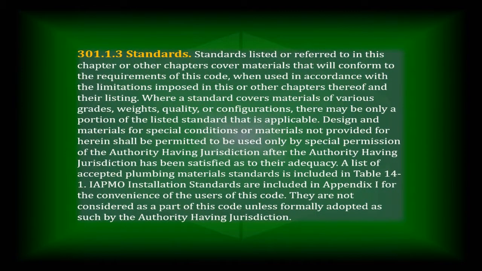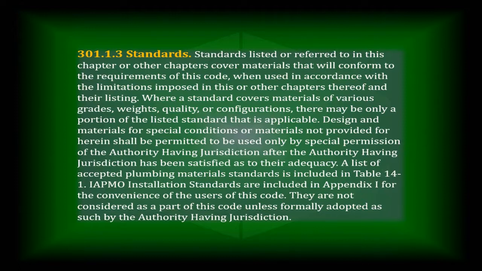301.13 Standards. Standards listed or referred to in this chapter or other chapters cover materials that will conform to the requirements of this code when used in accordance with limitations imposed in this or other chapters thereof and their listing. Where a standard covers materials of various grades, weights, quality, or configuration, there may be only a portion of the listed standard that's applicable.